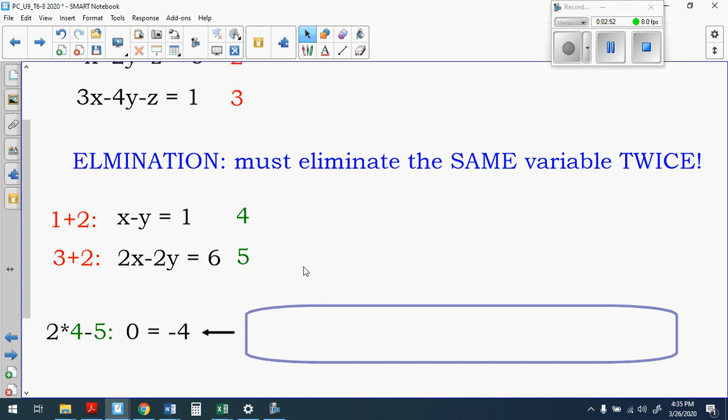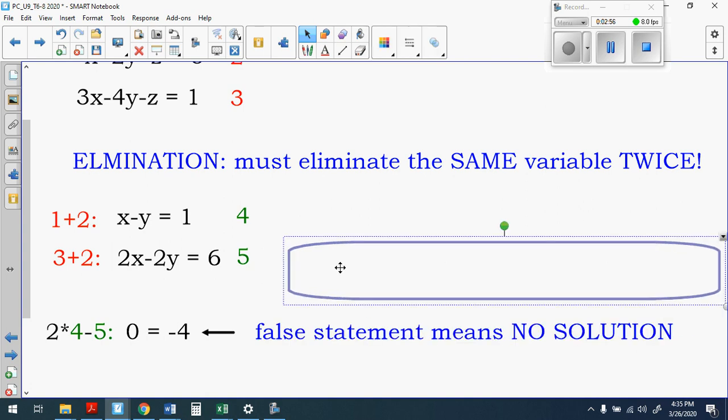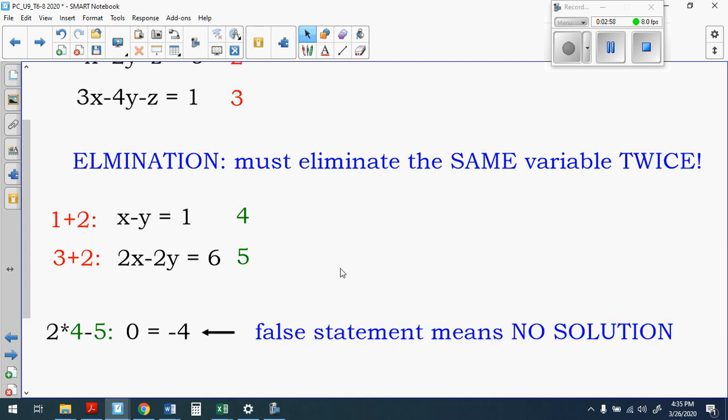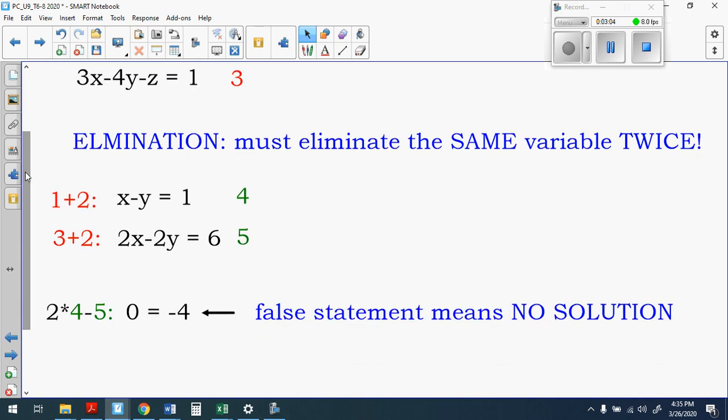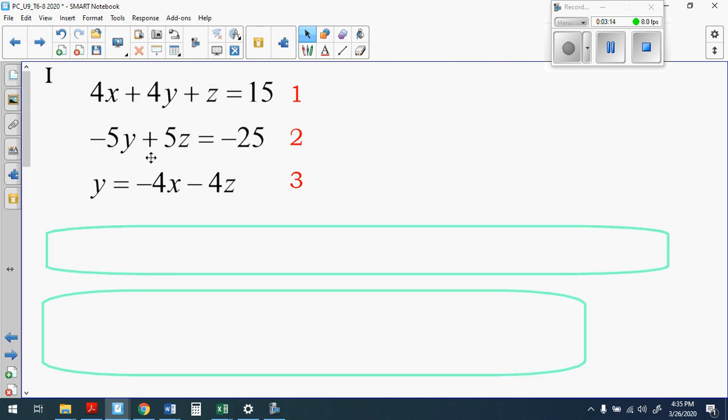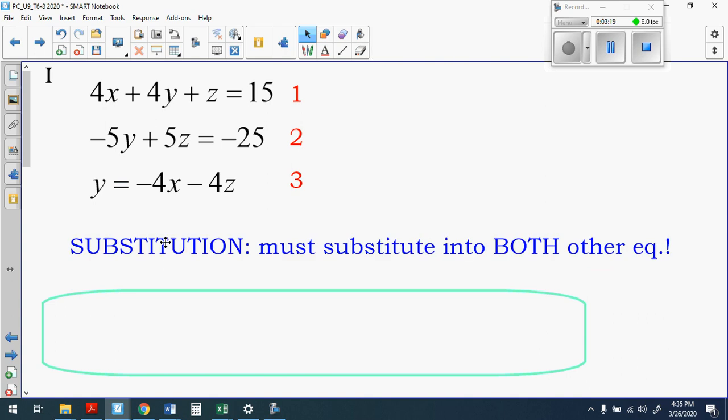Now, you might do it a different way, but the idea is, in the end, we're going to get a false statement, and that means that there's no solution. So graphically, if we were to graph these 3 planes, there would be no place where they intersect. Again, if you ever end up with a false statement, that means there's no solution. Now, on the flip side, this is a situation that's going to end up being infinite. So let's see how this works.